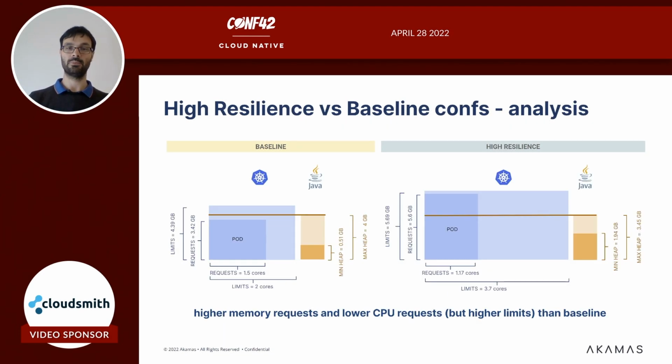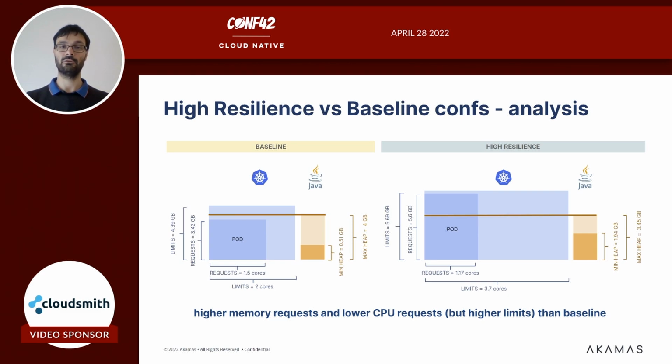Let's now also compare in detail the high resilience configuration with respect to the baseline. Quite interestingly, this configuration has a higher memory request and lower CPU requests, but higher limits, than the baseline. As you may remember, the lowest cost configuration instead had a higher CPU request than the baseline. Without getting into much detail in the analysis of this specific configuration, what these results show is that as the optimization goal changes, CPU and memory requests and limits may need to be increased or decreased, and that multiple parameters at Kubernetes and JVM levels also need to be tuned accordingly.